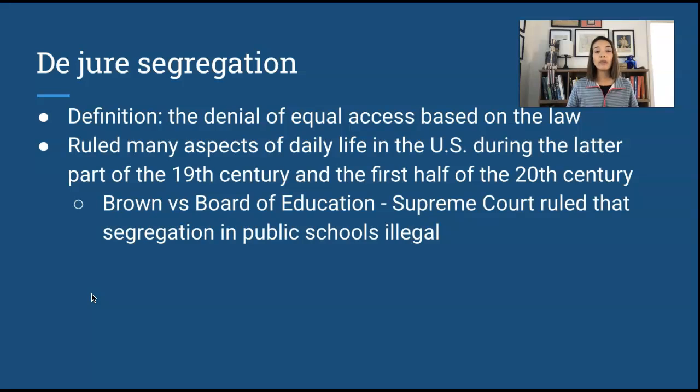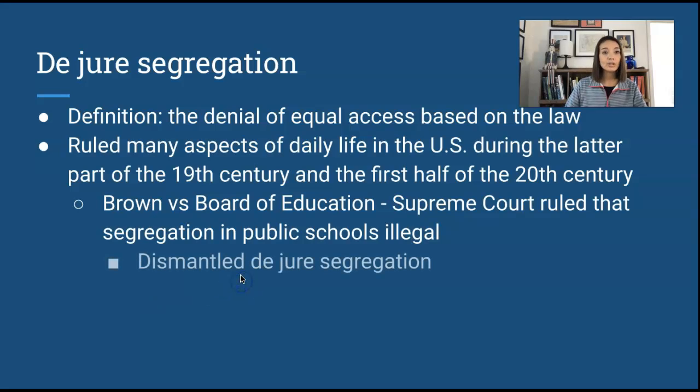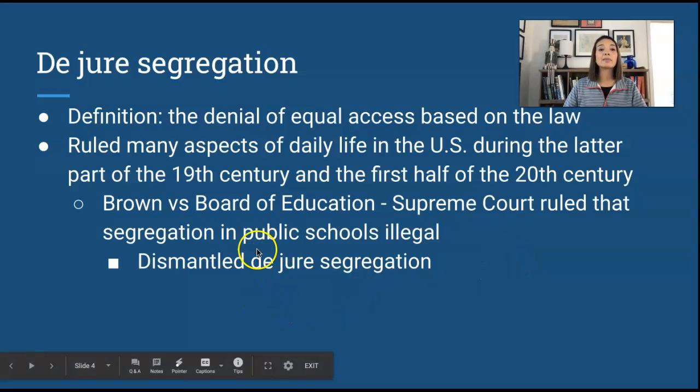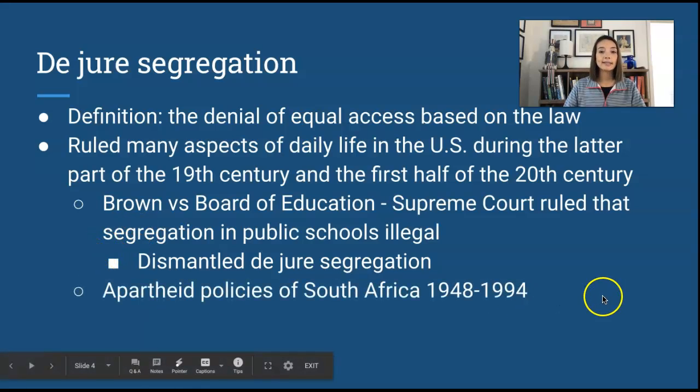Often what you found was that there were black schools and there were white schools. And before Brown versus the Board of Education, the two groups did not mix. So that's one example of de jure segregation. The reason it is a landmark court case is because it dismantles de jure segregation in the United States.